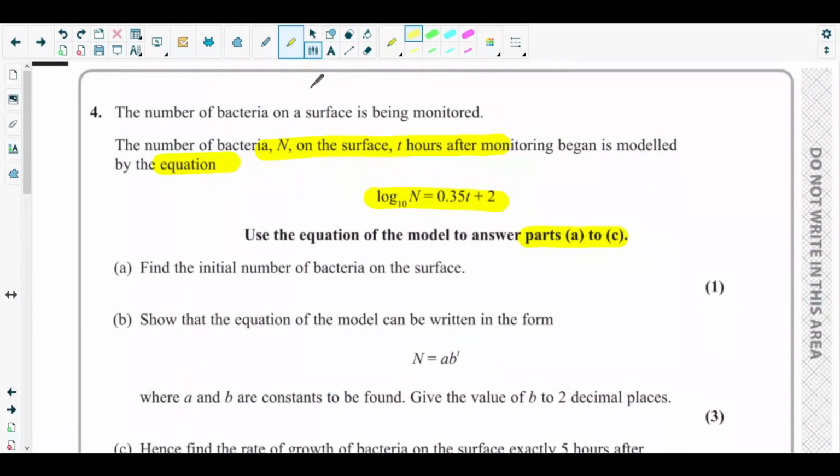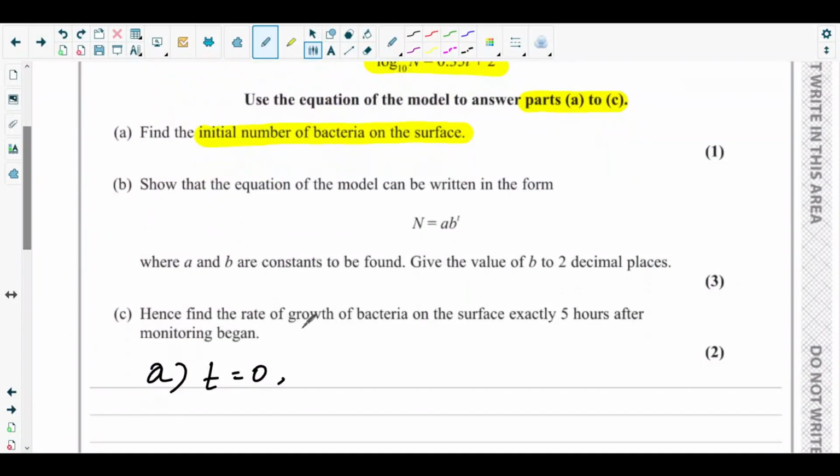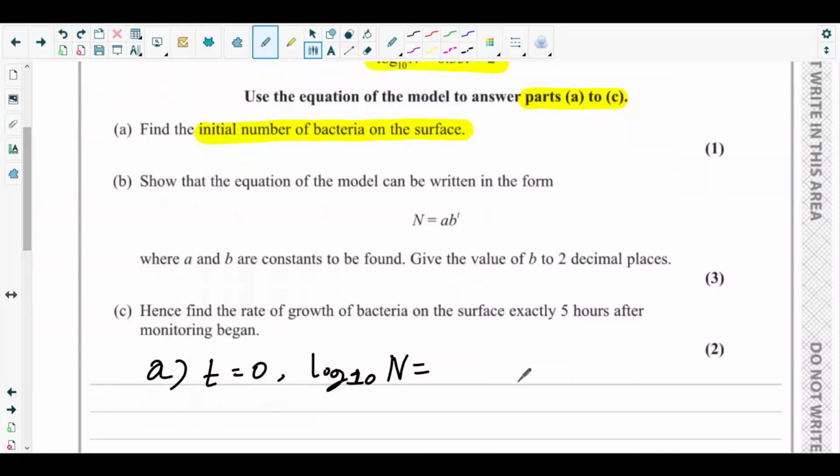Part A asks us to find the initial number of bacteria on the surface. Initially, t would be equal to 0. So when t equals 0, log base 10 of n equals 0.35 times 0, which is 0, so this equals 2.